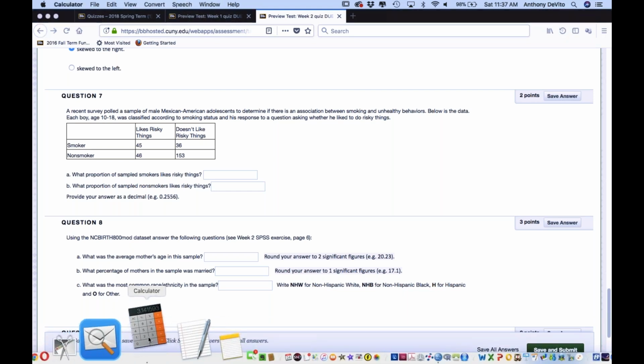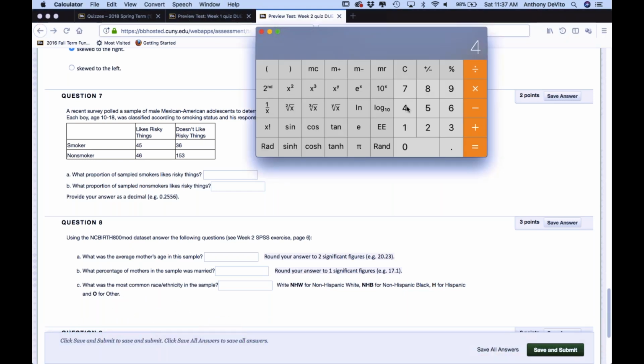So I'm going to pull up my calculator. So 45 divided by 81. Check my math, you guys, in case I'm wrong. So 0.556 or 0.56, right? I'd say 2 decimal places is enough here. 0.56, or 56% of smokers like to do risky things.